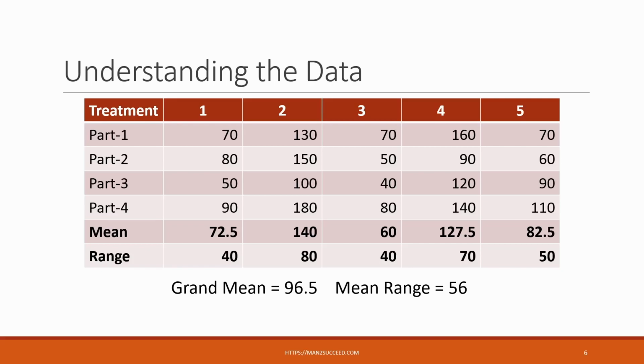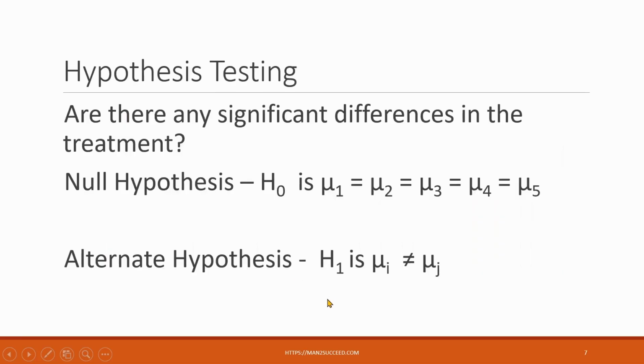So the grand mean, with all the means put together, is 96.5. For the range, the mean of all the ranges is 56. So each mean, each range, the grand mean and the mean range, this we have calculated.